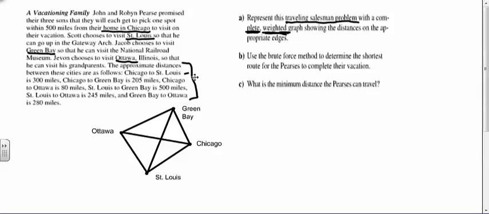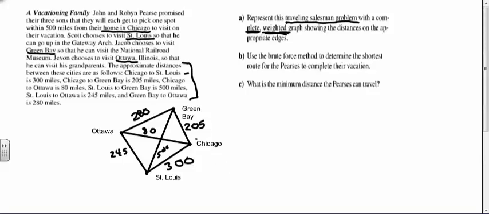So it says Chicago to St. Louis is 300 miles. Chicago to St. Louis, that's 300 miles, that edge. Chicago to Green Bay is 205 miles. Chicago to Ottawa, that edge has a weight or a cost of 80. St. Louis to Green Bay is 500. St. Louis to Ottawa, 245 miles. And Green Bay to Ottawa, that edge is 280 miles.